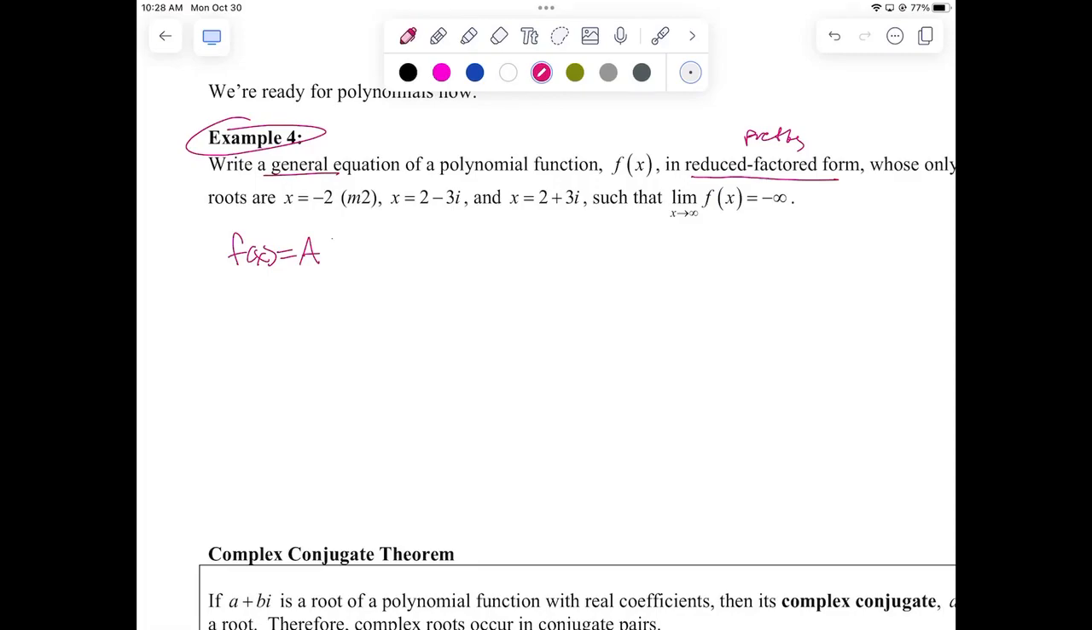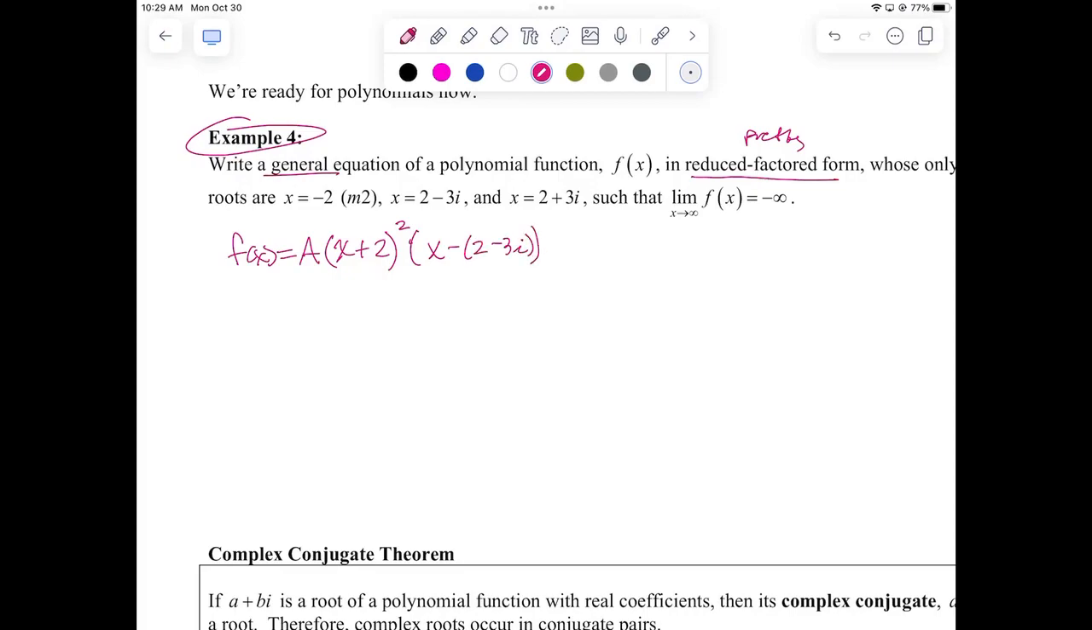If -2 is the root, what's the corresponding factor? No, the factor. x plus 2, thank you. If -2 is the root, the corresponding factor is x plus 2. And if it's a multiplicity 2, what's the exponent? Squared. Fantastic. Okay, now I have a complex root 2 minus 3i. The factor theorem then says that the factor is x minus the quantity 2 minus 3i.